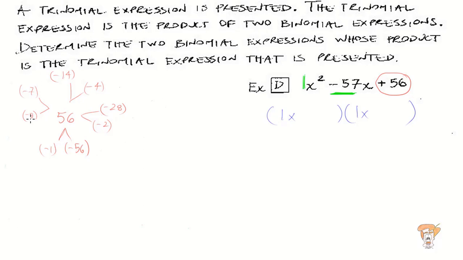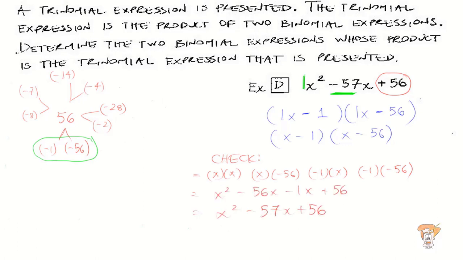We want to determine the factors of 56 whose sum is negative 57. The factors negative 1 and negative 56 have a sum of negative 57. So those are the two factors that we're going to use to complete these binomials. The second term in the first binomial can be negative 1, and the second term in the second binomial can be negative 56. We can check the answer by multiplying the two binomials. Compare that expression to the expression that was presented in example D, and it is identical. Therefore, our check is successful, and the two binomials whose product is the trinomial that was presented is the quantity of x minus 1 times the quantity of x minus 56.